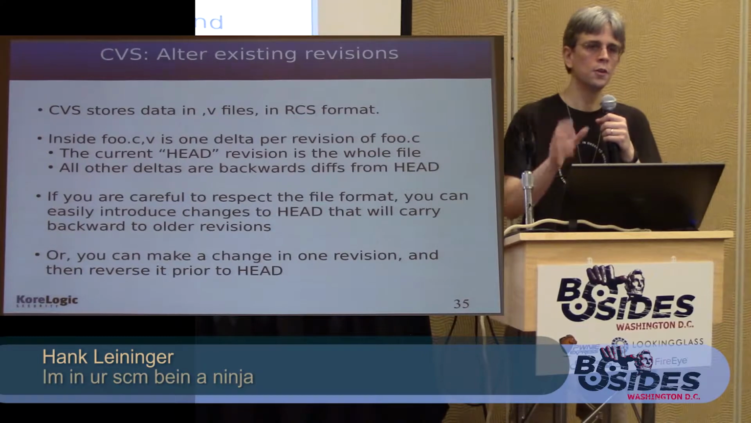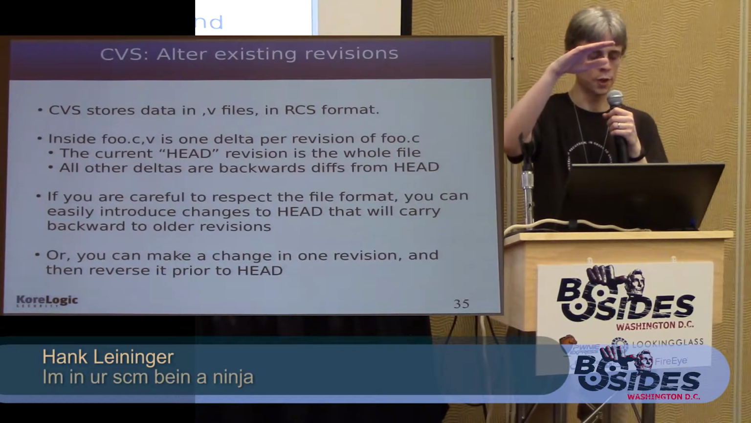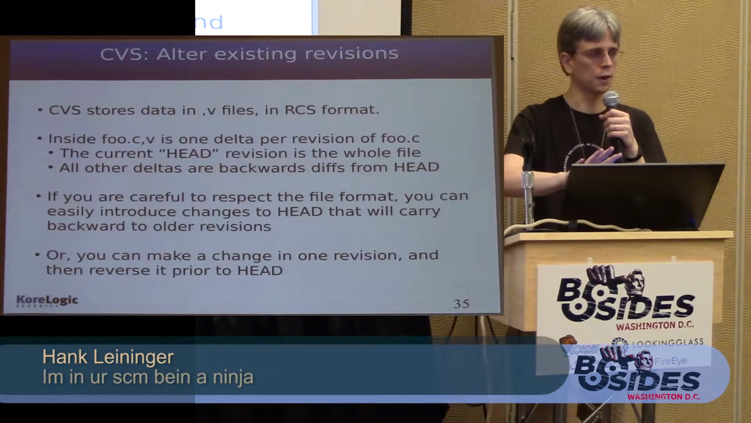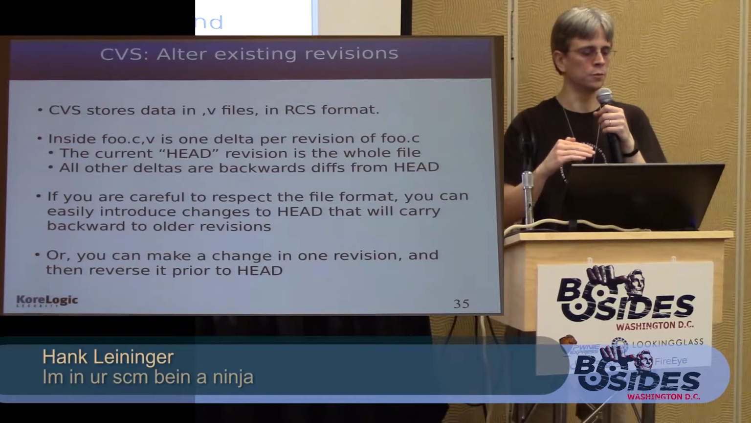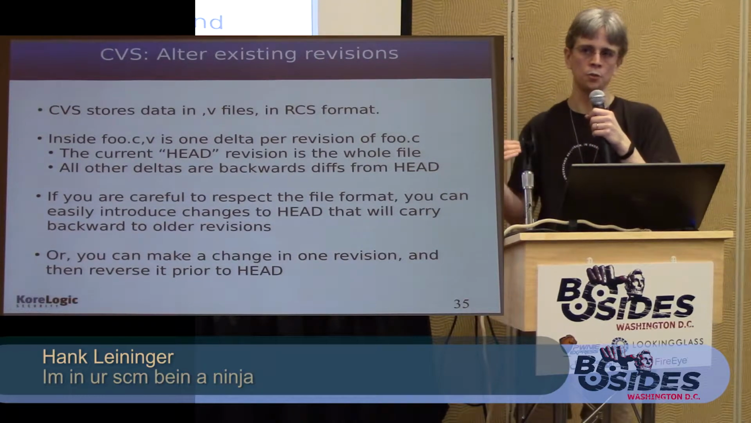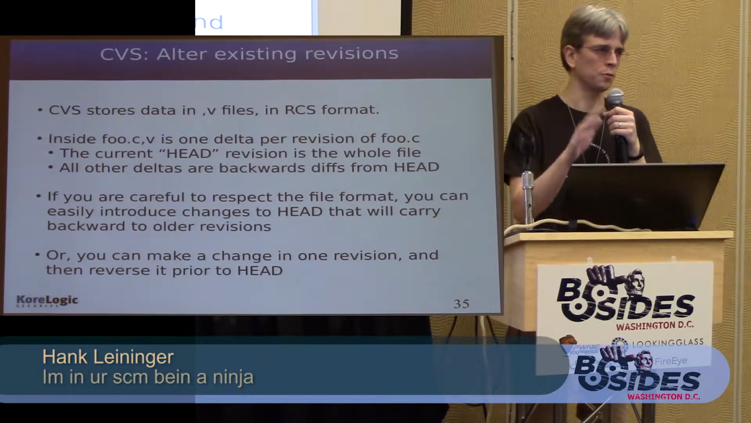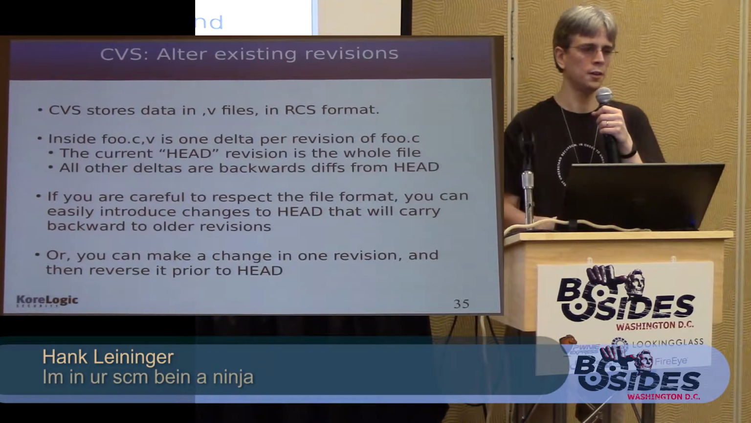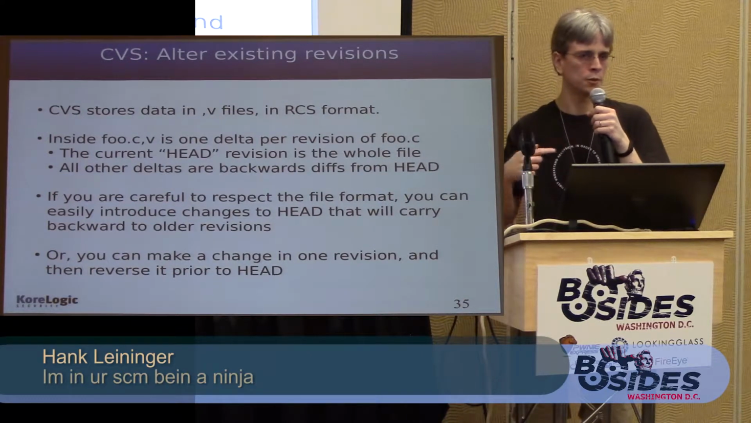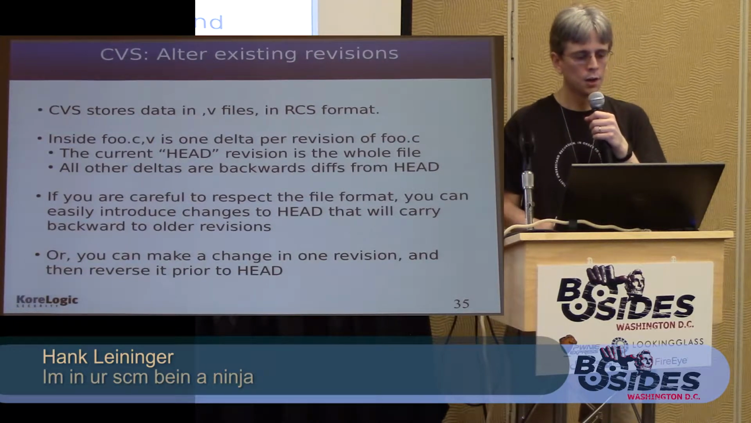Inside foo.c,v will be the current revision. Well, actually, a bunch of metadata bookkeeping goop, and then the current revision in its entirety. And then a set of reverse or backwards diffs going back from there to older and older versions. So when you say, I want to check out the original version of some file that's currently on version 1.10, what actually happens is it starts with 1.10 and then subtracts or replays all the deltas going backwards till it gets to the one that you asked for.